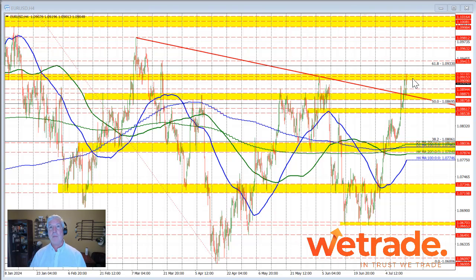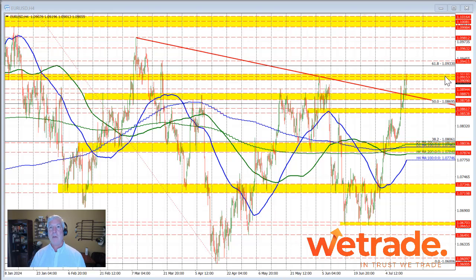Nevertheless, the buyers remain more in control and have been more in control since moving above this cluster of moving averages right here, basing against this swing level, moving higher, and trading last week, getting above the trend line, and other levels like the 50% retracement level at 1.08695. So all that is positive for, at least, the short and medium term for this currency pair.